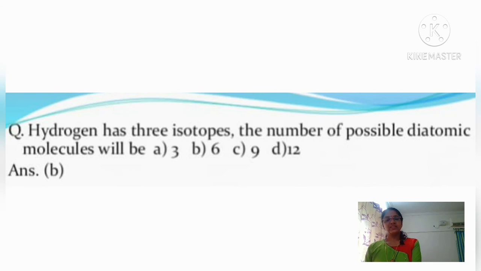Moving to the next question: hydrogen has 3 isotopes. The number of possible diatomic molecules will be: A 3, B 6, C 9, D 12. We have already discussed that hydrogen has 3 isotopes, that is protium, deuterium and tritium. The possible diatomic molecules formed are HH, HD, HT, DD, that is the deuterium molecule, TT, the tritium molecule, and DT. So the possible number will be 6. So the option is B.